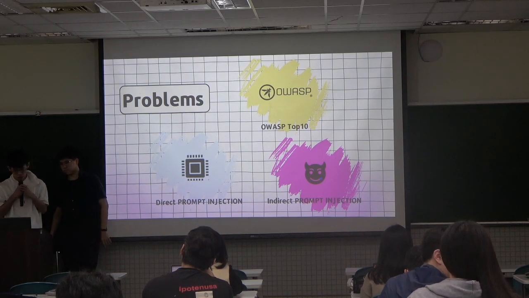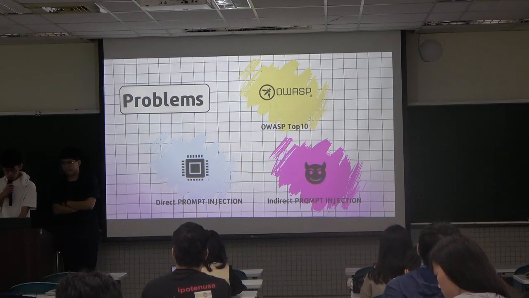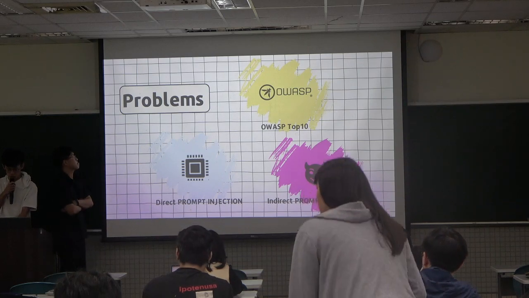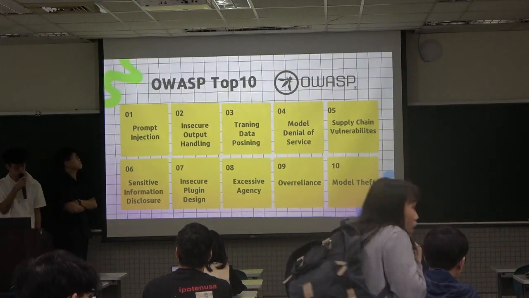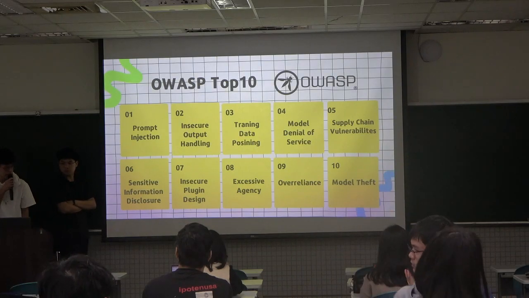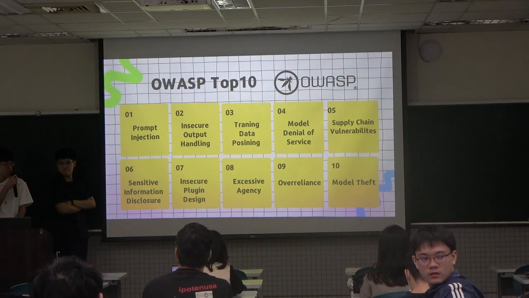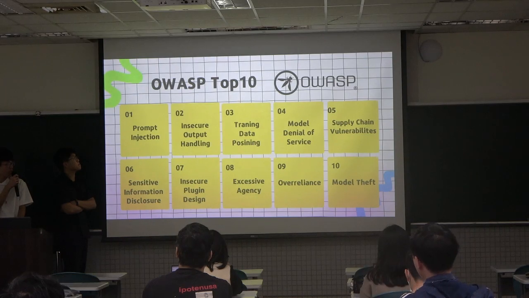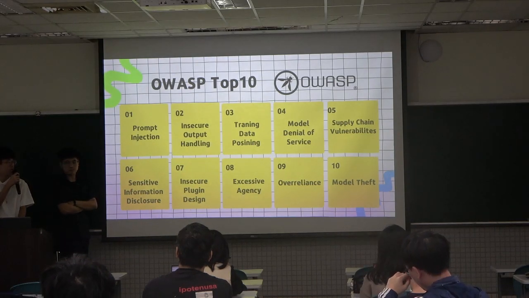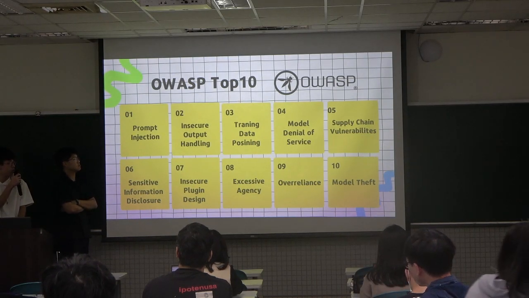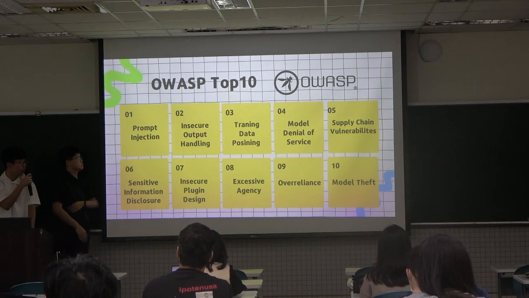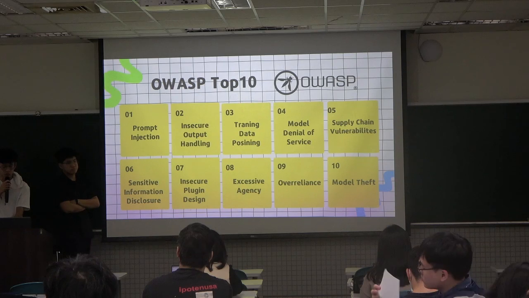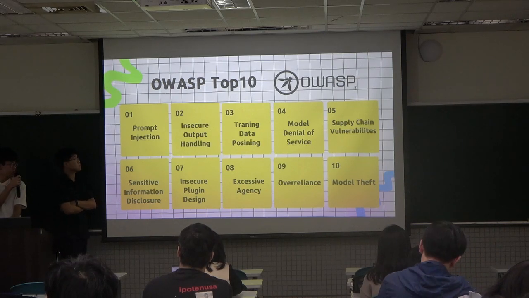Okay, so we're focusing on the problems of the large language model. You can look at this chart, which is the OWASP top 10. OWASP is the online community that mainly focuses on web application security. You can see our topic today, prompt injection, is the number one security issue.